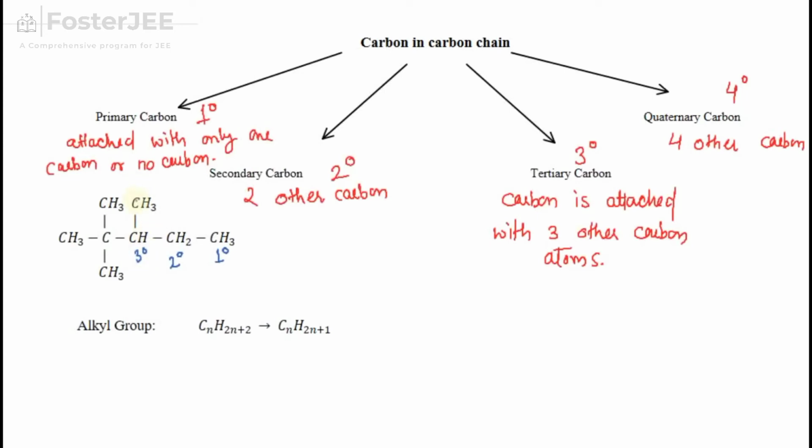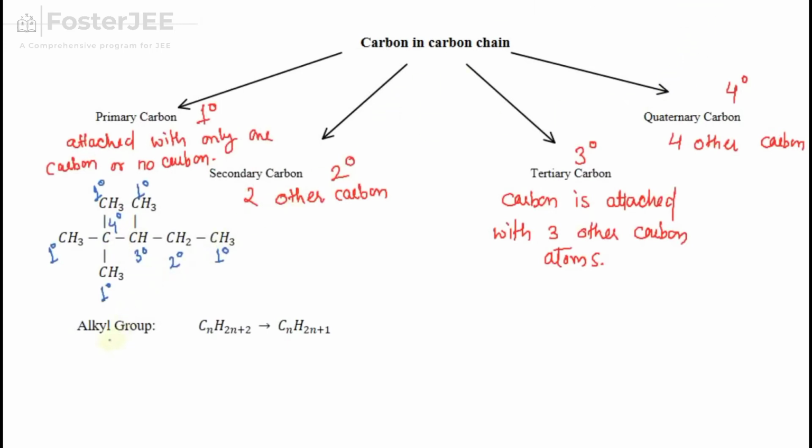Now here this carbon is linked with 1 carbon. So it is 1-degree carbon. This carbon is linked with 1 carbon. So it is also 1-degree carbon. This carbon is linked with 1 carbon. So it is 1-degree carbon. This carbon is linked with 1 carbon. So it is also 1-degree carbon. Now this carbon is linked with 4 other carbon atoms. 1, 2, 3, 4. So it is a quaternary carbon atom or a 4-degree carbon.